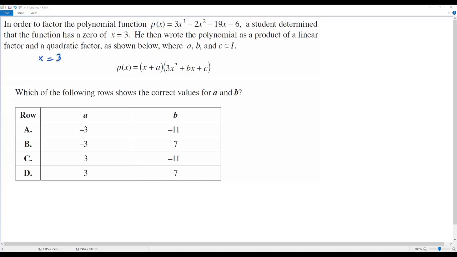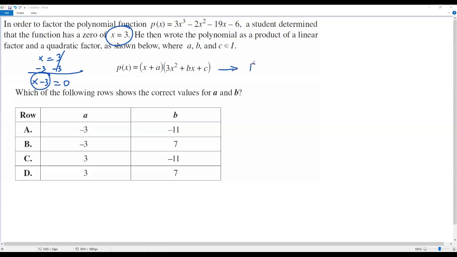To get the linear factor corresponding to x equals 3, I have to make the right side 0. For that, I have to subtract 3 from both sides. This positive 3 and negative 3 will cancel out. I get x minus 3 equals 0. So this is a linear factor corresponding to the given 0 x equals 3. In the factored form of the polynomial, the linear factor is x plus a, and the second one is the quadratic polynomial. So this linear factor x plus a can be replaced by x minus 3.